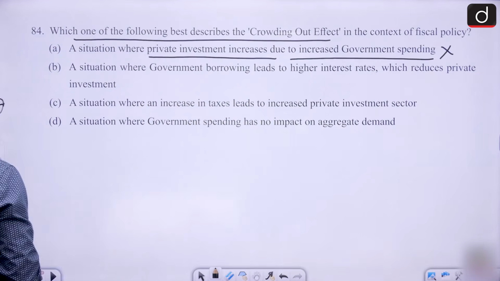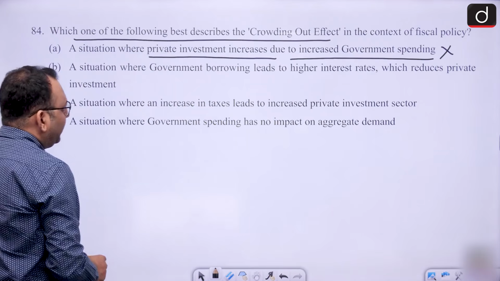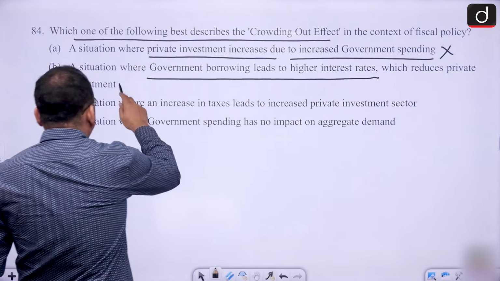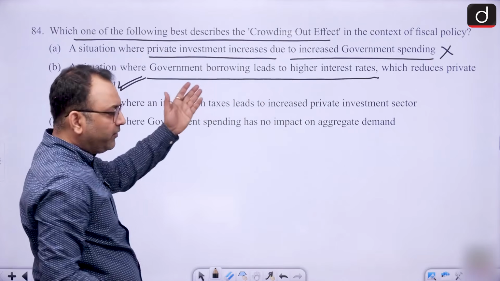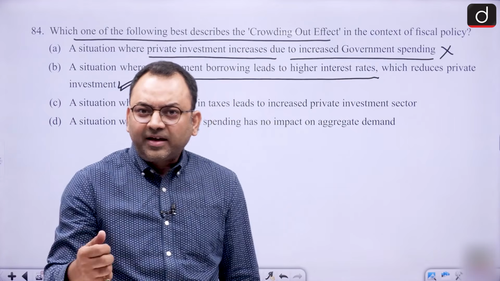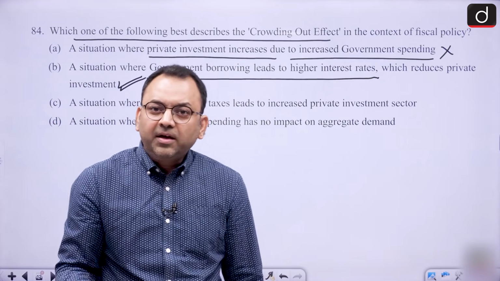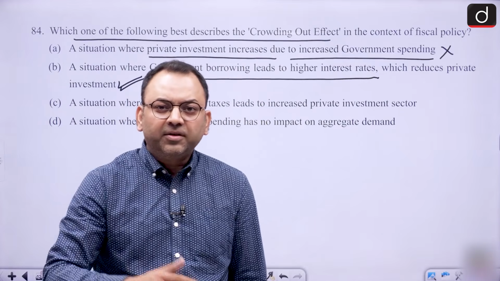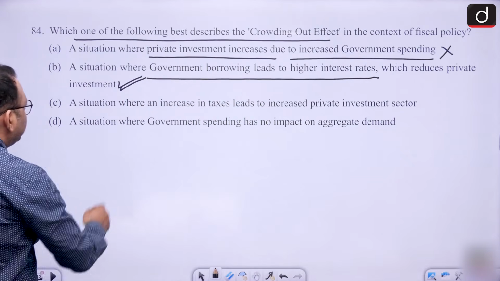Second is a situation where government borrowing leads to high interest rates. This is correct, because this is what we have just seen. The government borrows a lot of money, there is a scarcity of money, the banks increase the interest rates, and the private sector is affected because the money is not there for them. That's why this answer is correct.